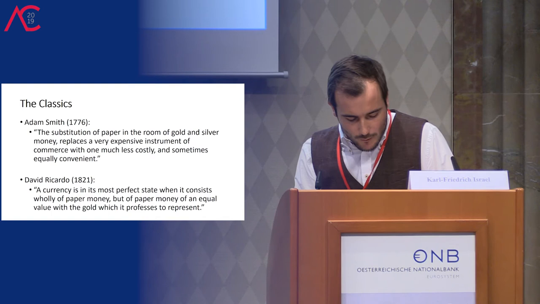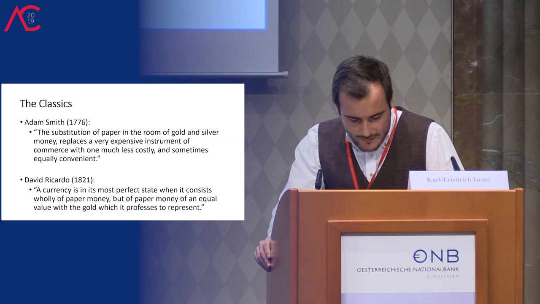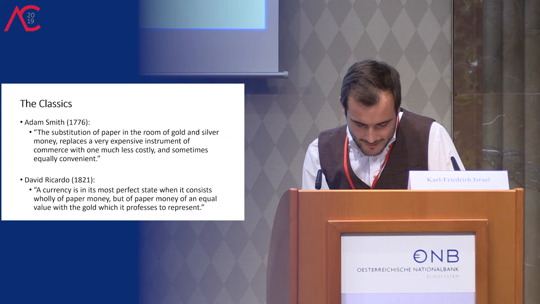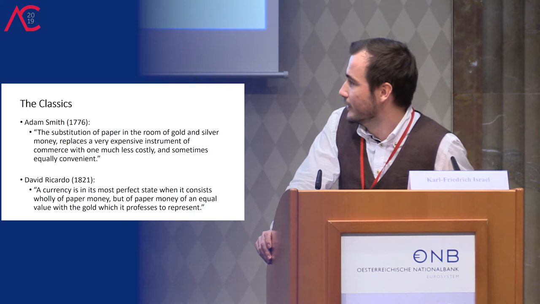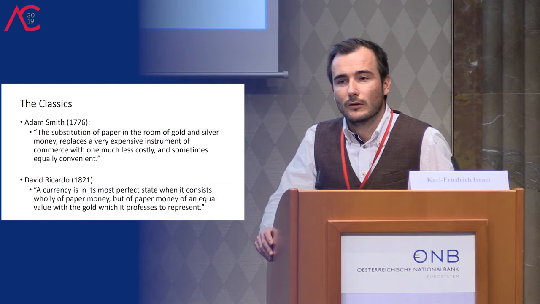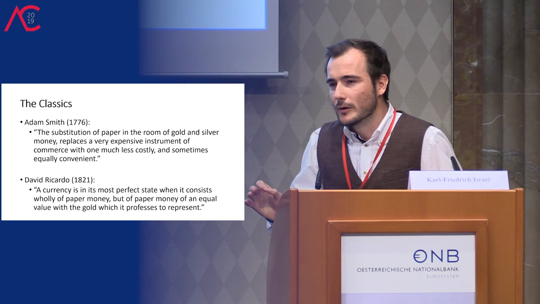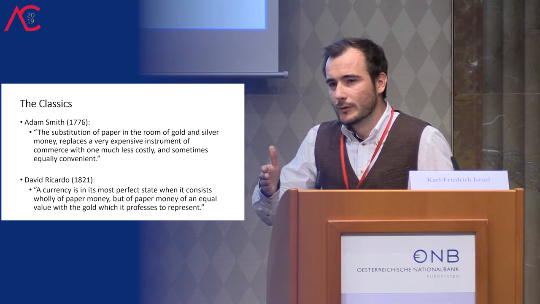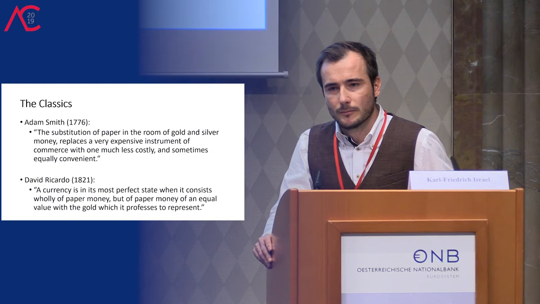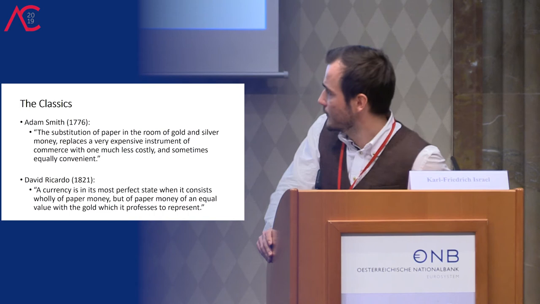And then the argument is more explicit even in David Ricardo's Principles, where he says that a currency is in its most perfect state when it consists entirely of paper. But, and this is an important addition, paper that is of equal value as the gold, the genuine money that it purports to replace. So the idea was that you have paper instead of gold or silver, but it would be managed ideally in such a way as the gold standard would work. So the argument is really not about monetary policy and monetary expansion specifically, but purely about the costs.